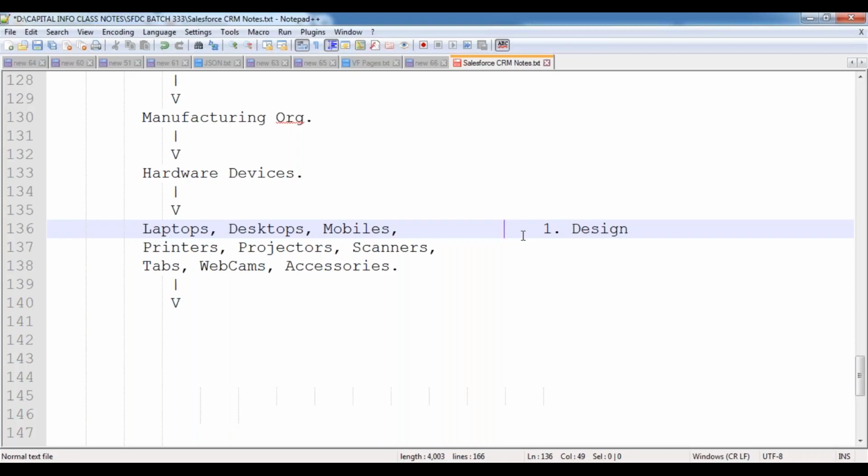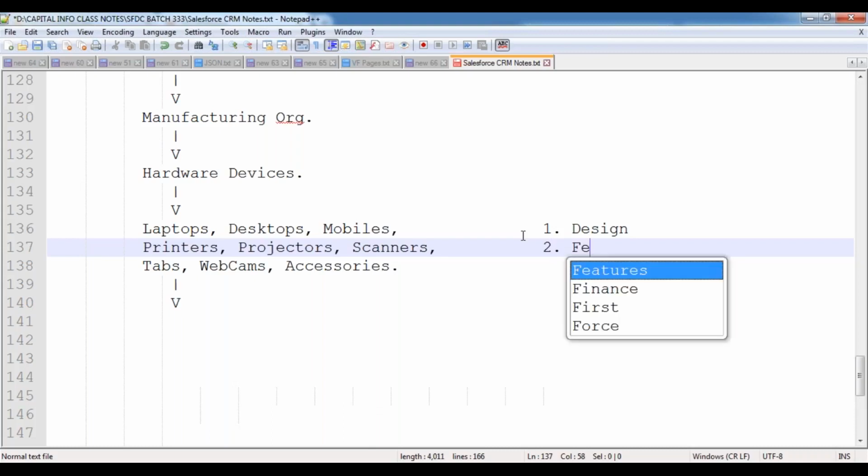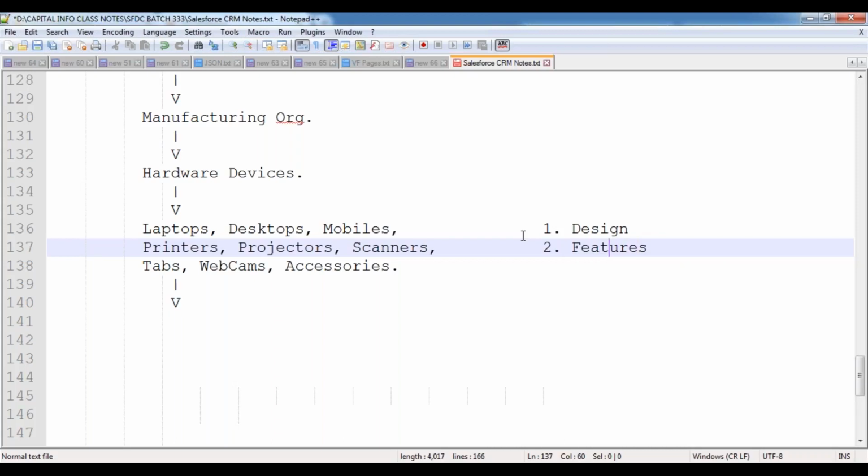So people are mainly concentrating on the design. First of all, how will my next model of laptop look like? How will my next model of desktop look like? They prepare the design of the product. And the second one, they're mainly concentrating on the features, nothing but what new features they're planning to introduce inside this latest product. Because whenever we introduce the latest models into the market, definitely we have to add some new enhancements, right?